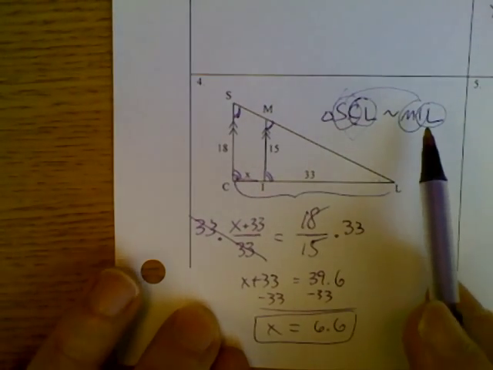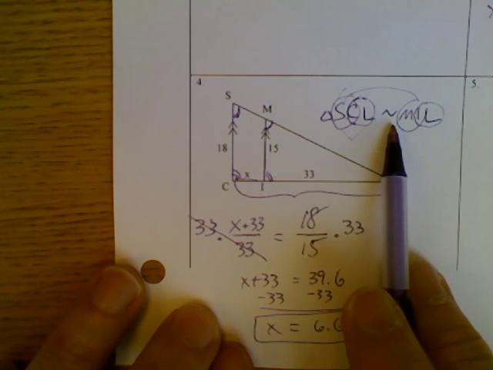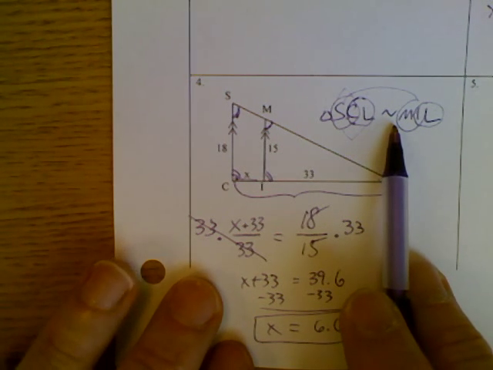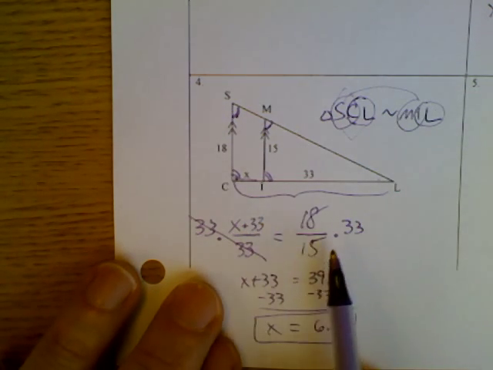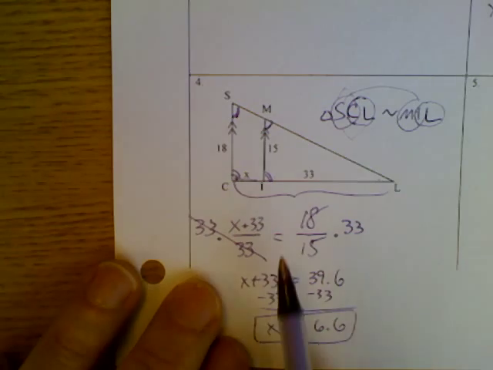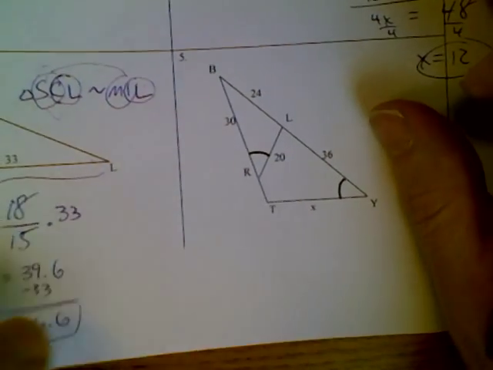Again, there's a purpose for writing the triangle names down. We're not just writing them down because I like writing them down. We're writing them down because they tell us how to properly set up the equation. And if you can't set up the equation, you will not get the correct value for x. Moving on to number 5.